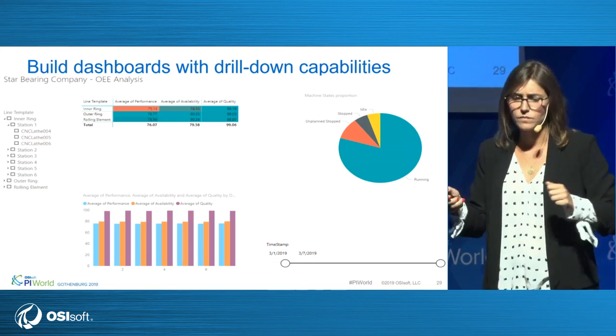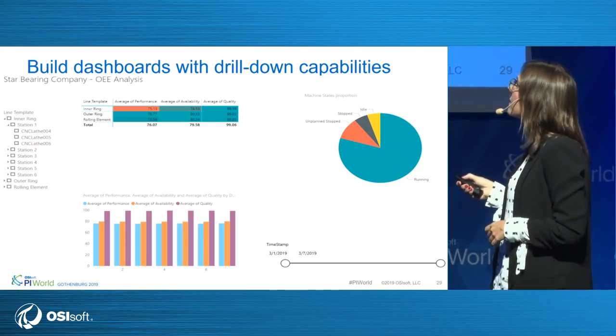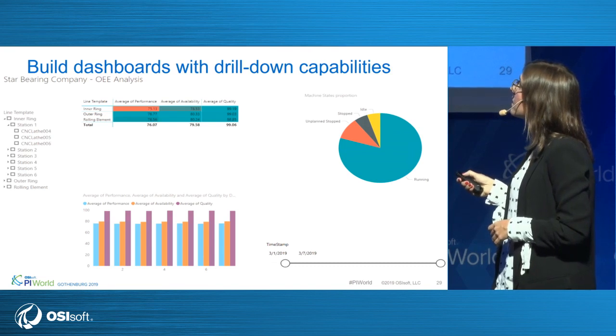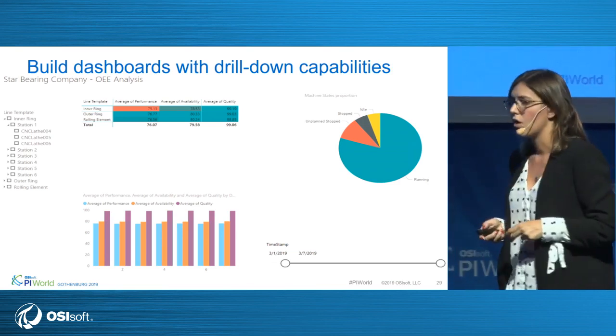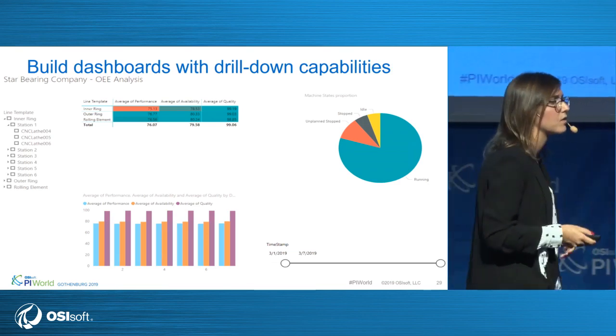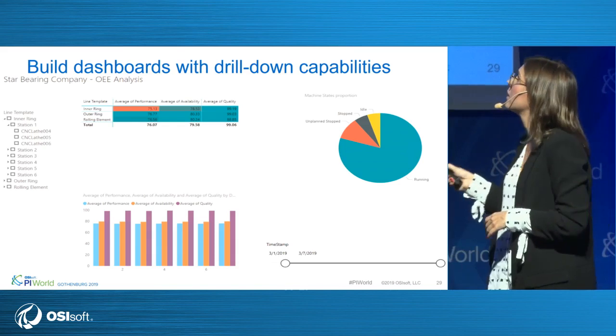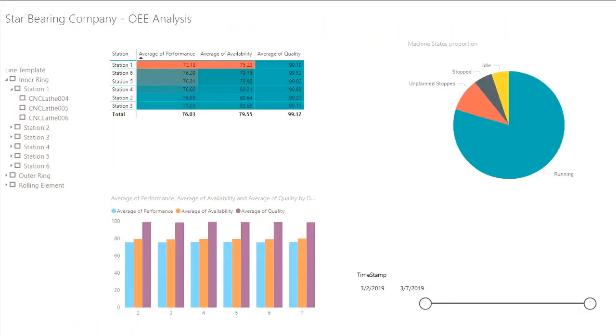And in fact, if we were analyzing the different lines, it looked like one of the rings was having lower performance. In a ring again, we want to use this type of template to drill down. So if we click in here, we can actually navigate into what are those stations in the inner ring that are leading to lower performance. So it looks like maybe station 1.